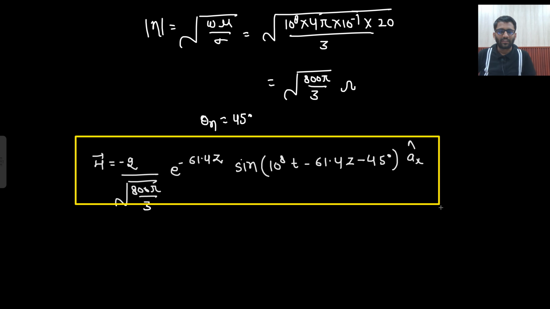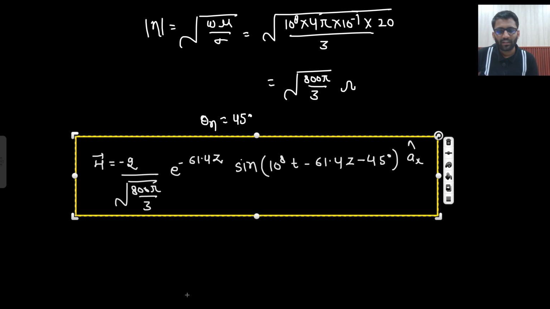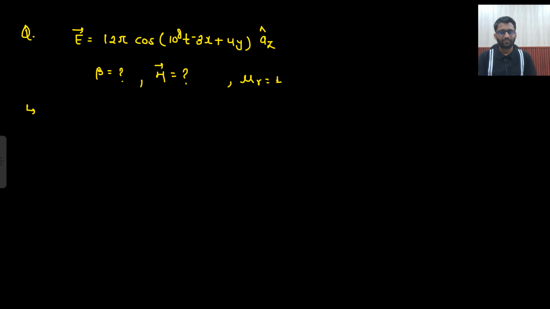So this is how we can solve the problem. Very easily we can solve problems if we have enough patience. Now I need to find the beta value and the H value; mu r equals 1 is given. But now see the expression of the electric field: 12 pi cos of omega t minus 3x plus 4y, in the az cap direction.